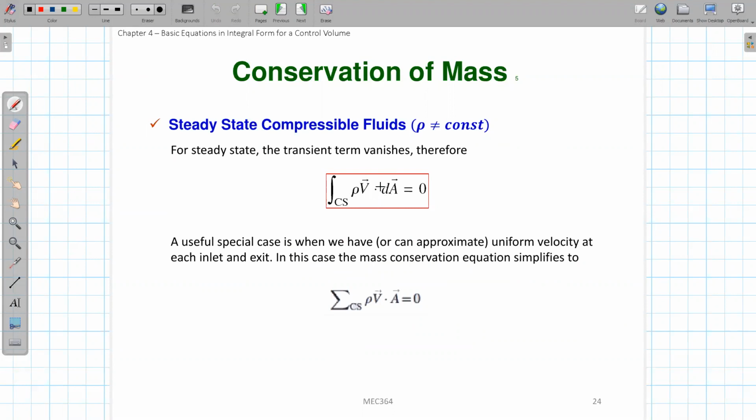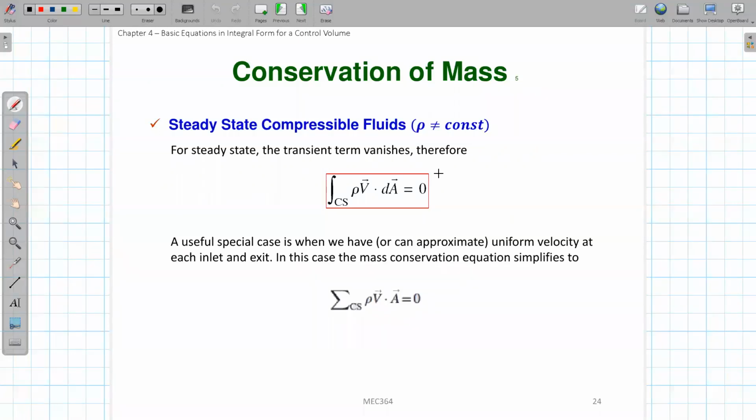It simply means that if you integrate all the mass flux across the whole control surface, you get 0. Similar to the previous case, if your velocity is uniform at each inlet and exit, you do the summation to calculate this term for each inlet and outlet, and add them together, and the final result should be 0. So this is another special case that you can use to simplify your mass conservation equation.